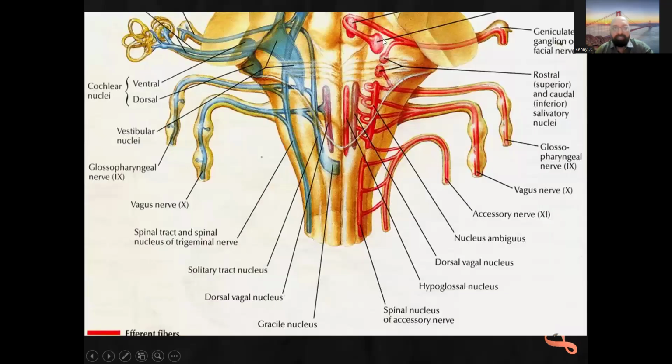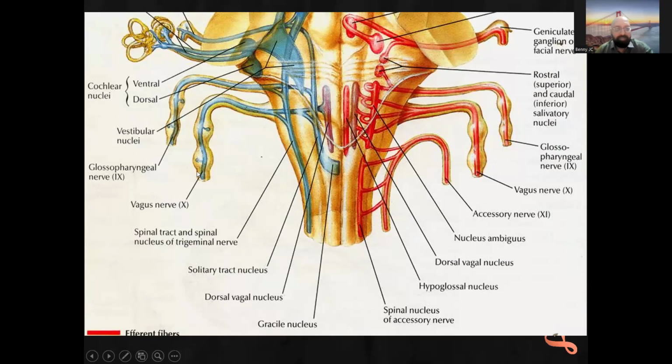So in this diagram, we can see the locations of these different nuclei. In the red, we see the motor parts. So through these glossopharyngeal nerve fibers, we can see here they are basically relaying to two important motor nuclei. One is this inferior salivatory nucleus that we see here, and the other fibers are coming to this long nucleus ambiguus, which is extending in the upper medulla. So that is the motor part.